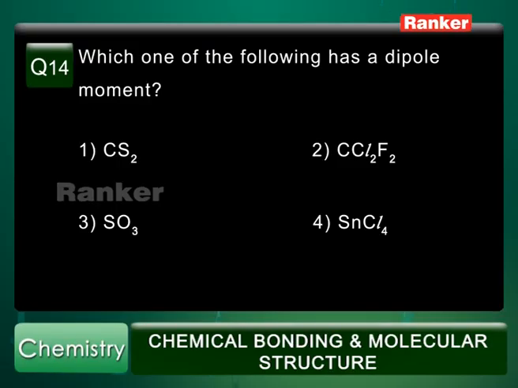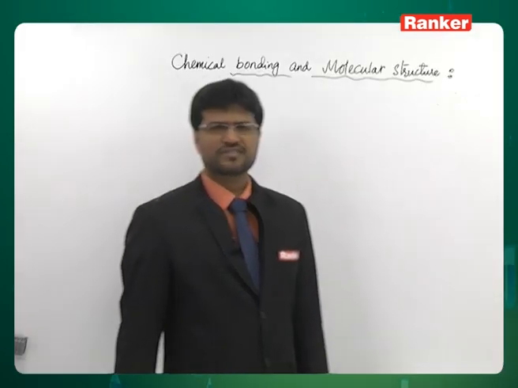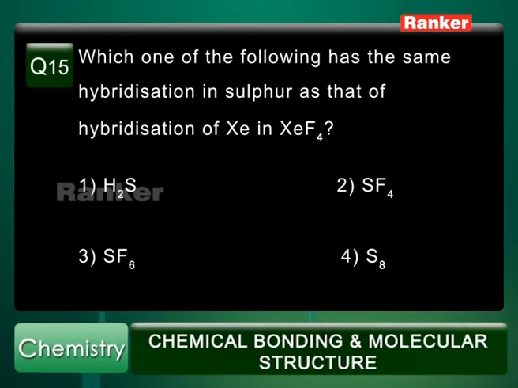So, the only polar molecule among them is CCl2F2. This is a polar molecule, dipole moment is finite, non-zero. Now, question number 15. Which one of the following has the same hybridization in sulfur as that of hybridization of xenon in xenon tetrafluoride?